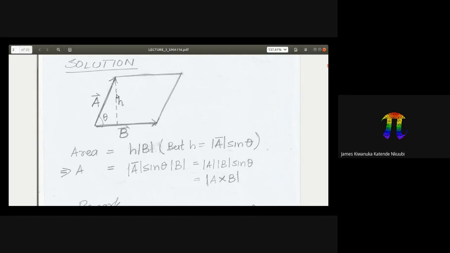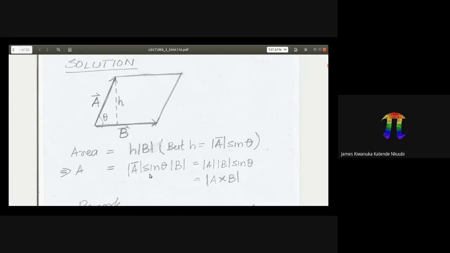And if you draw a perpendicular from the terminal point of this vector A and drop it to the vector B, you have a right angle triangle here. So the height here is simply, using the trigonometric ratios, you should be able to see that the height will be the length of the hypotenuse multiplied by the sine of this angle theta between A and B, right?